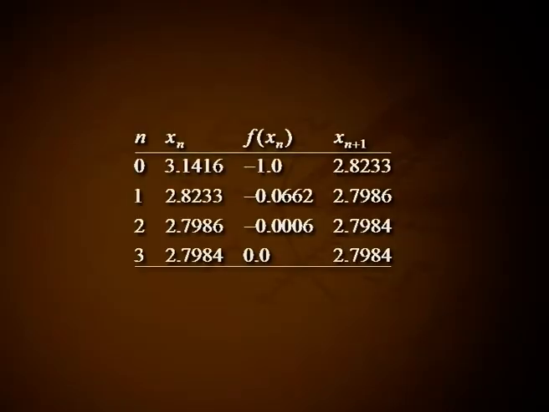n, x_n, f(x_n) and x_{n+1}: for n = 0, x_n = 3.1416, f(x_n) = -1.0, x_{n+1} = 2.8233. For n = 1, x_n = 2.8233, f(x_n) = -0.0662, x_{n+1} = 2.7986. For n = 2, x_n = 2.7986, f(x_n) = -0.0006, x_{n+1} = 2.7984. And for n = 3, x_n = 2.7984, f(x_n) = 0, x_{n+1} = 2.7984.